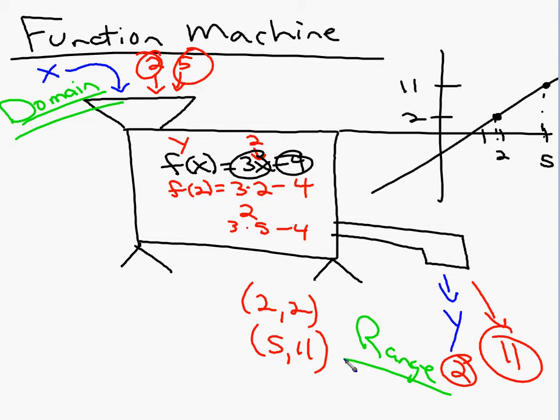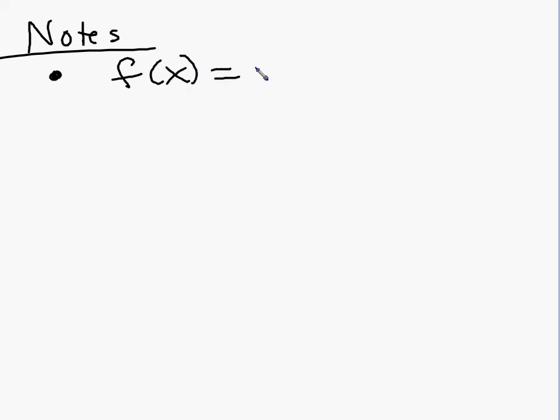Okay? So, we need to make some notes about this in an organized fashion. Let's go to a new page, and we'll just make these through several bullet points. Here's the first bullet point. F of x is the same thing as y. Okay, and I think we know that, but I just want to go ahead and label it.